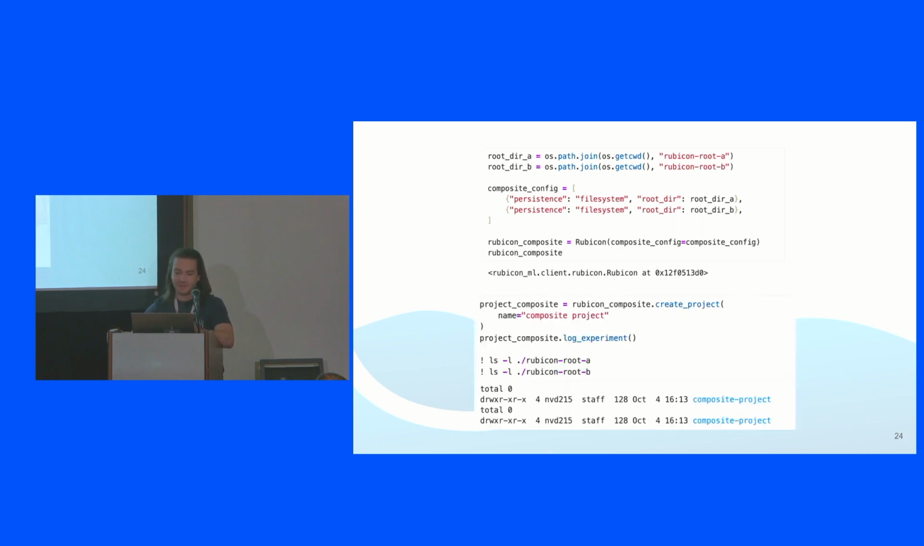And pretty straightforward, we get two different root directories here just by one call to create project and log experiment. So by giving it this composite config, we can with one simple call log to many backends at once. And that just reduces lines of code. A lot of the new additions here are in an effort to reduce the lines of code needed to actually get Rubicon implemented in your code base efficiently.